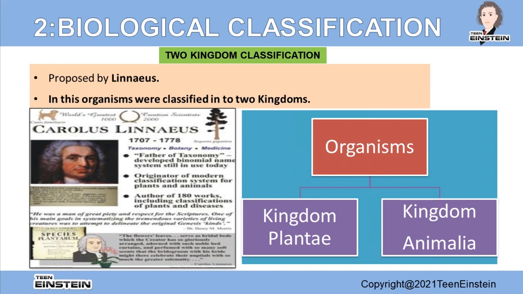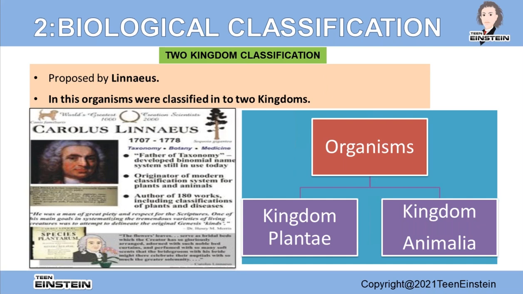The important thing to remember is that the two kingdom classification was proposed by Linnaeus, and two kingdoms were there. One is kingdom Plantae and another is kingdom Animalia. He included all plants under kingdom Plantae, and all animals under kingdom Animalia.